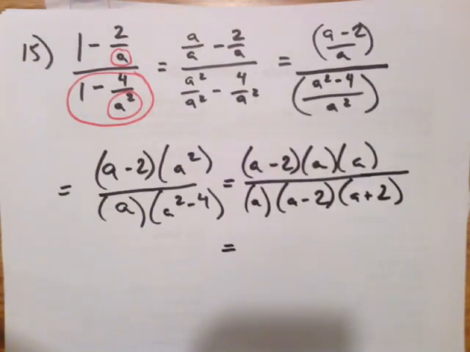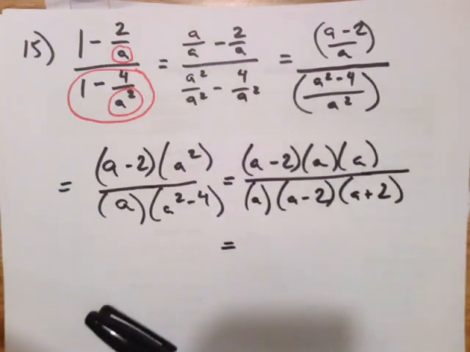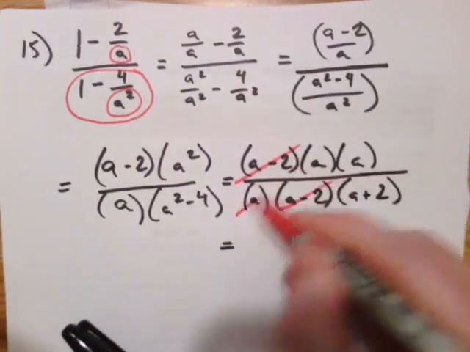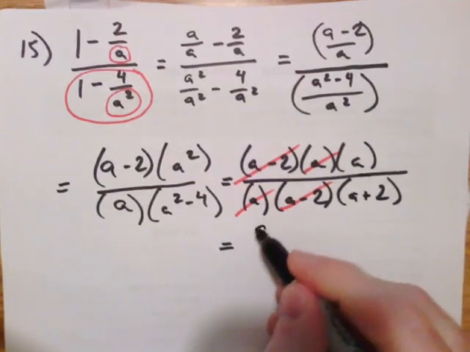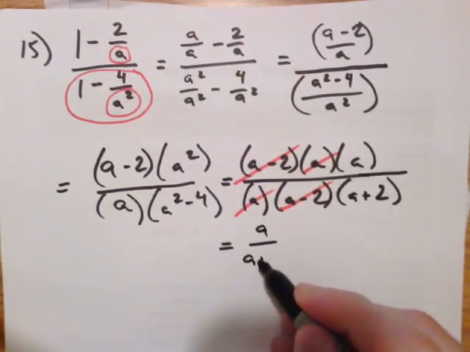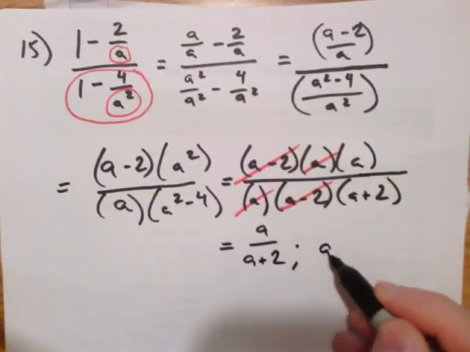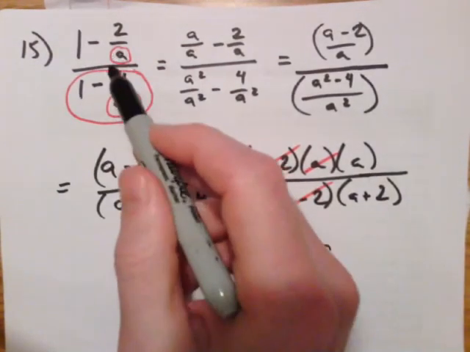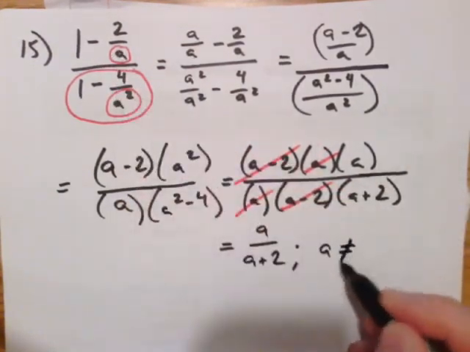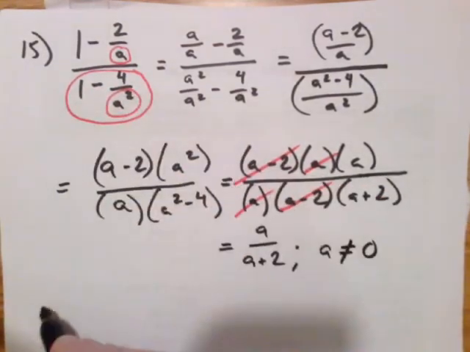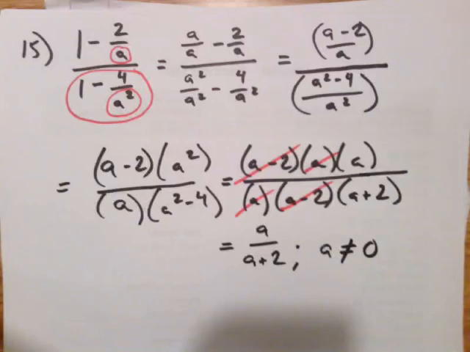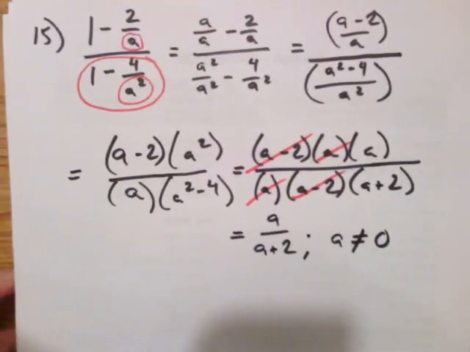So now we look to start canceling. A minus 2, A. So we're left with A over A plus 2. But A, we know A can't equal 0. That's the easiest one. A can't equal 0. But what about this nonsense? Well, figure it out. Do a different color. The way I taught you before.